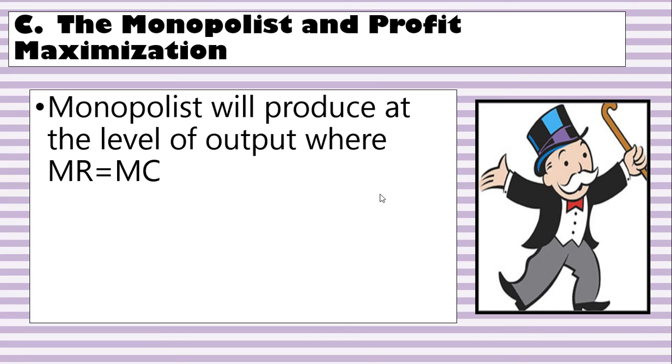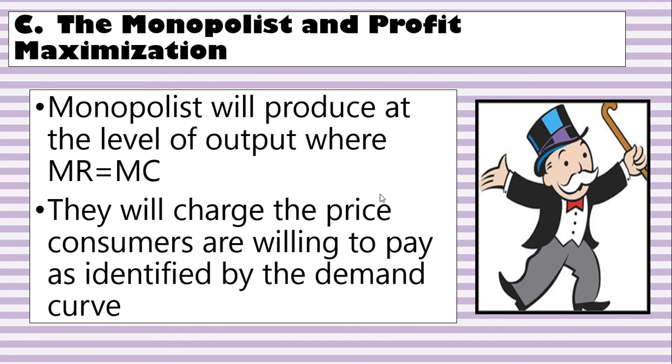Because remember, MR is beneath demand. People are actually willing to pay more than that marginal cost to the producer. So they're not going to charge what it costs them. They're going to charge what people are willing to pay. What are people willing to pay for that level of output? So MR equals MC tells us the output level, but the demand is what is going to tell us what price they're actually going to charge.